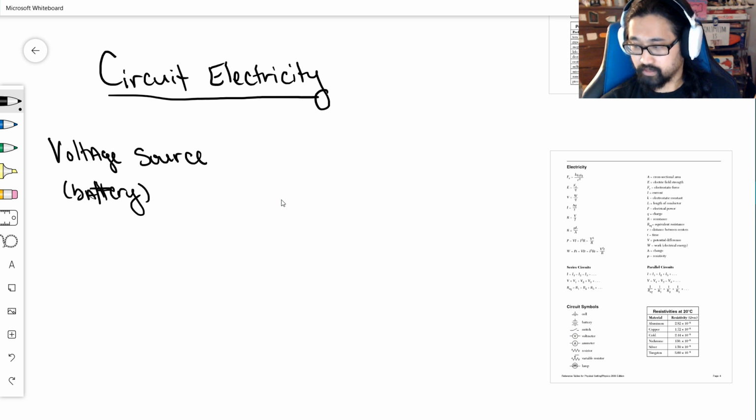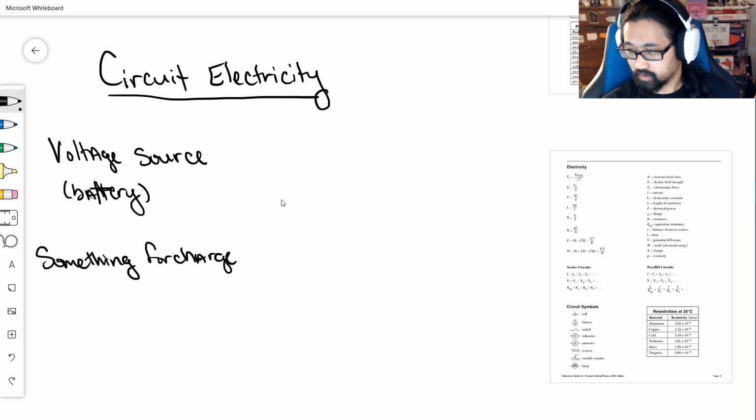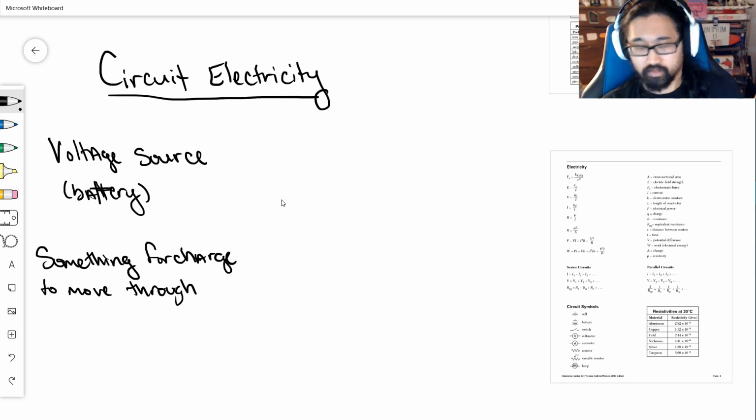I also need something for charge to move through. Right, so the voltage source, the battery, gives charges a bunch of extra energy. I'll explain what voltage is soon, but the voltage source gives charges a bunch of extra energy. It pushes those charges along, so they need to move through something, right? Some kind of conducting material, most typically a wire.